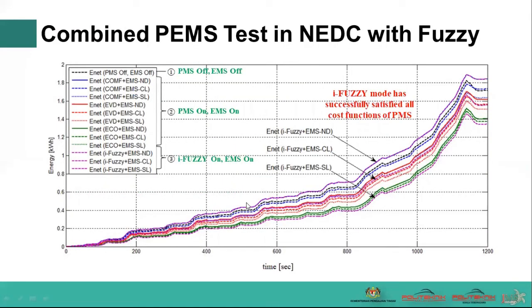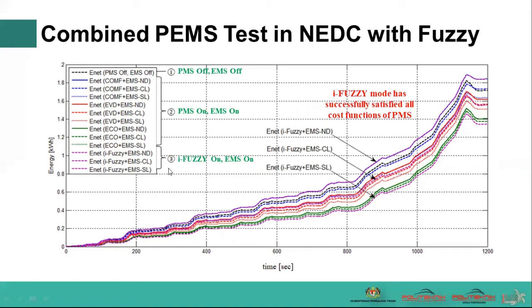And the last figure shows 3 types of plot. The first one is during PMS off and EMS off. This is for the reference. ENET is net energy as our reference, marked with the dotted black line. The second is the net energy when PMS is on and EMS is on, whereby this is the manual mode. This is the same as we have seen previously.